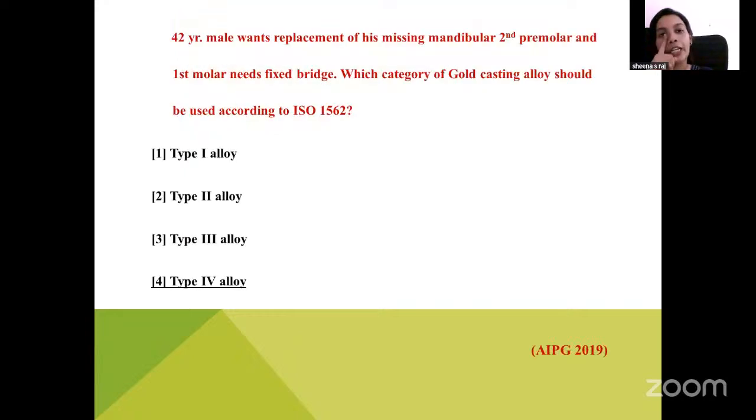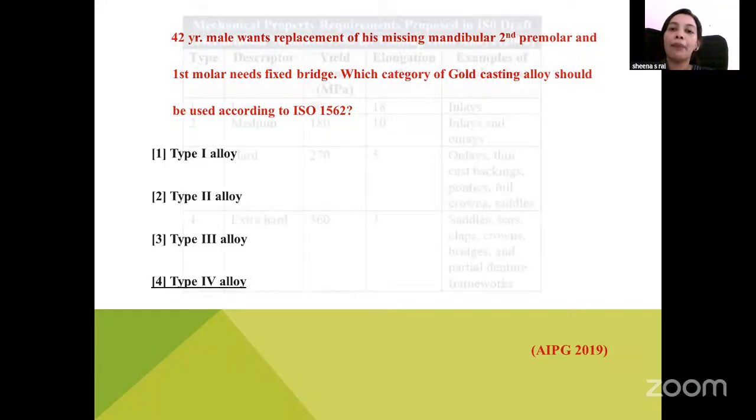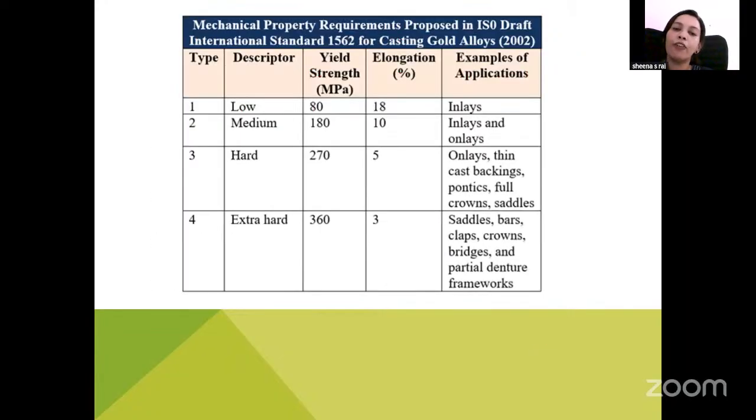So in this question, now we can answer. The 42-year-old male wanted replacement where he needs a fixed bridge. So we need a casting gold which can withstand a large amount of strength. So the answer for this question is type 4, because type 1 is used for inlays, type 2 is used for inlays and onlays, type 3 for onlays and very thin casting material, and extra hard has been used for all the saddles, bridges, etc. So by memorizing this chart, it will help you to answer this question and related questions accordingly.